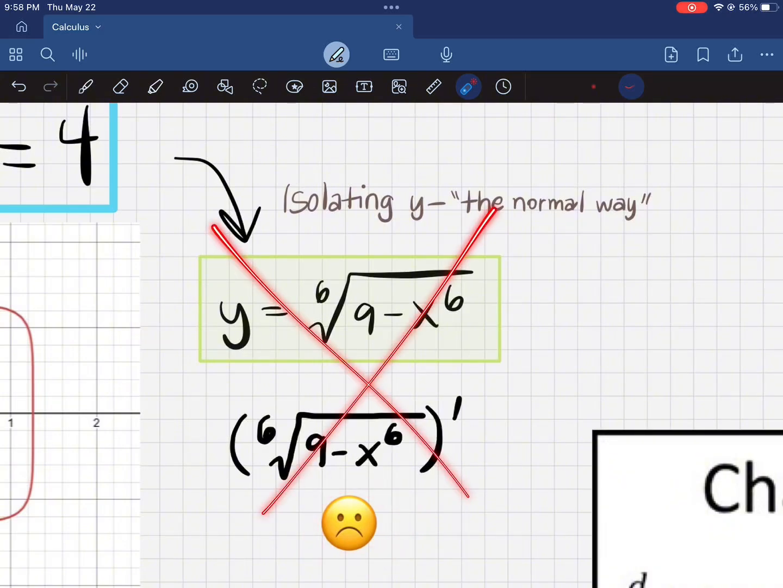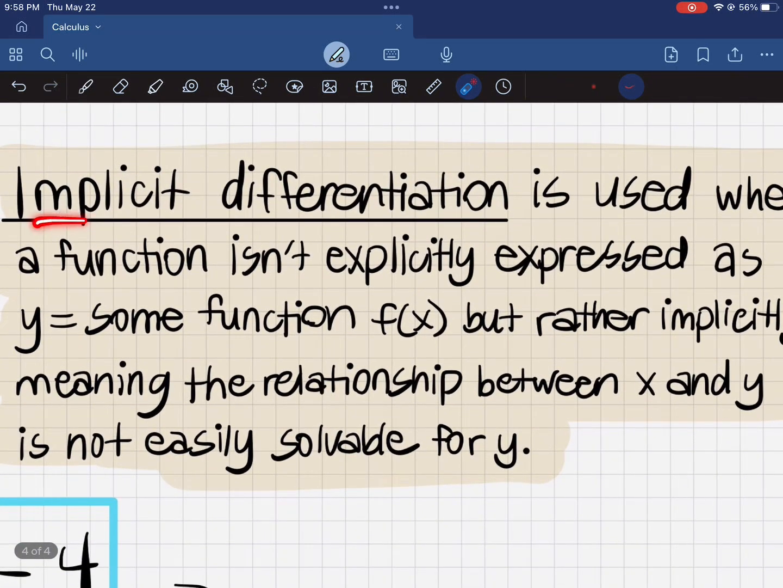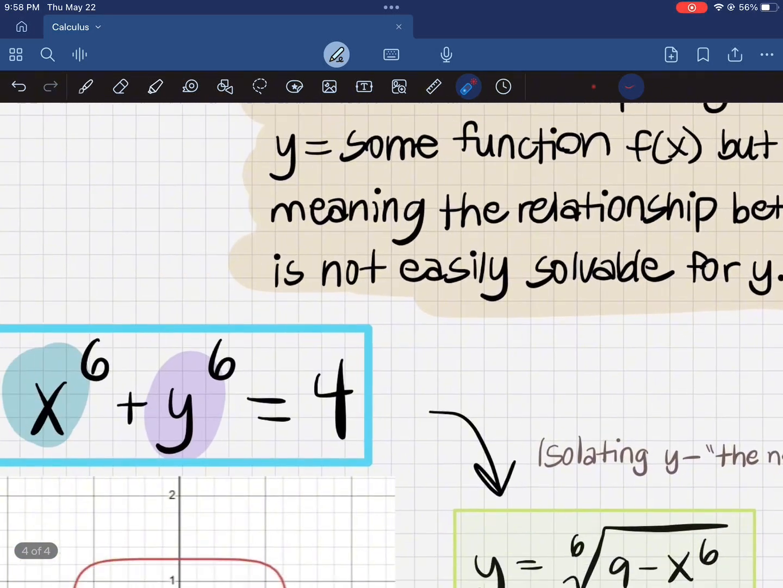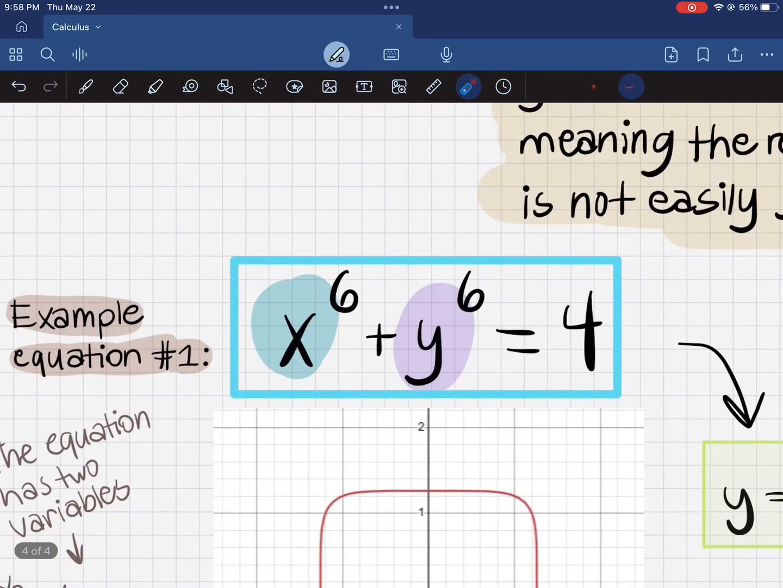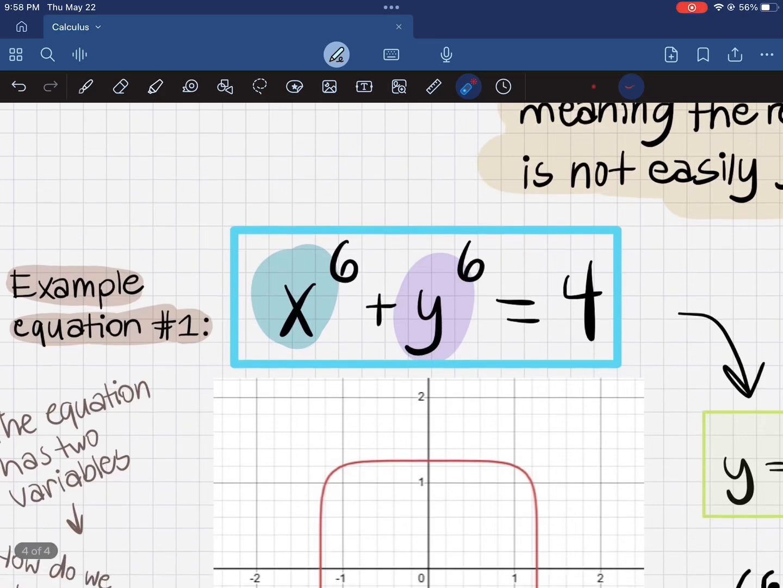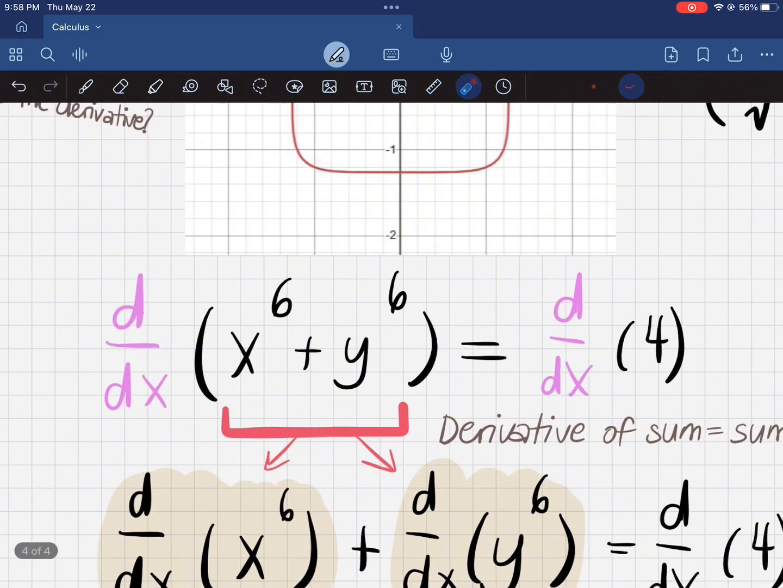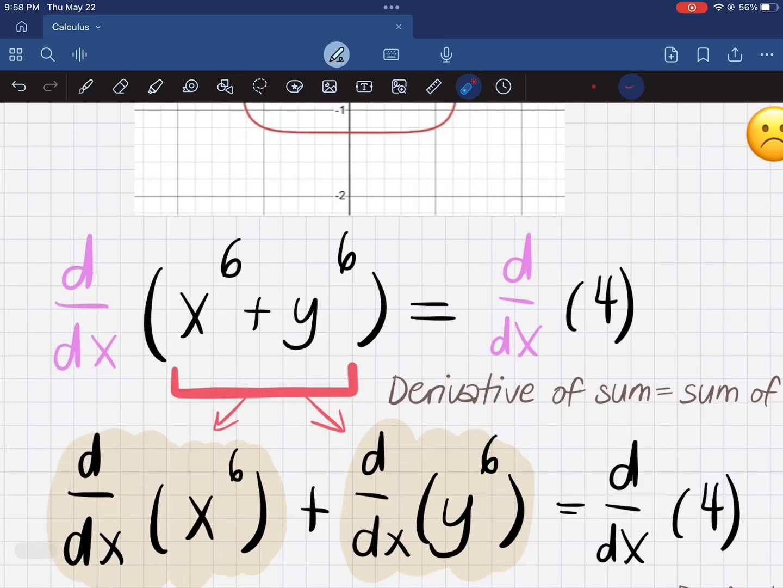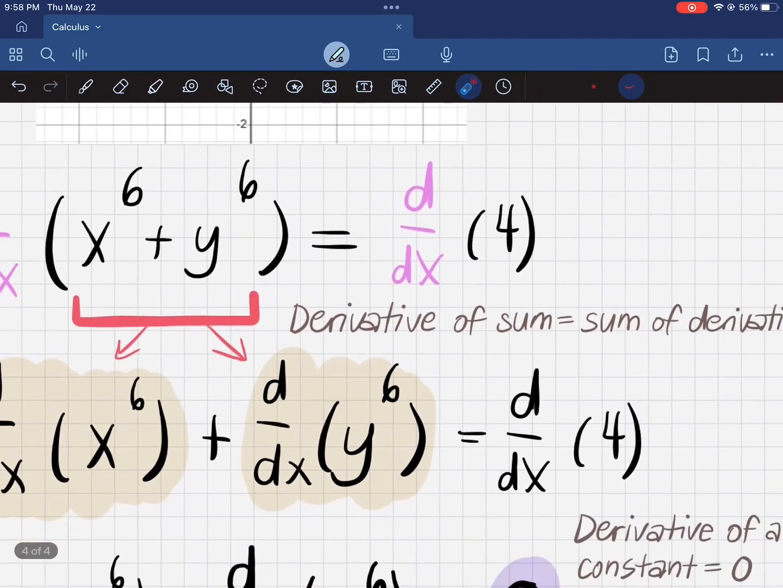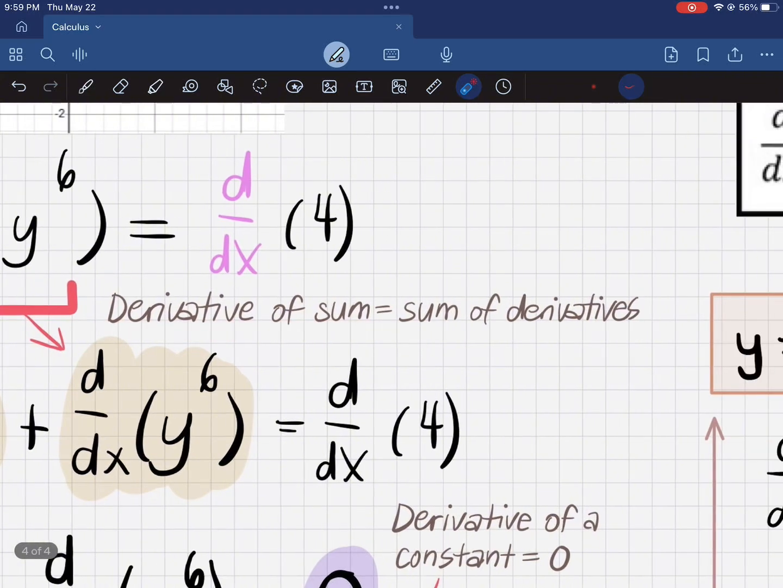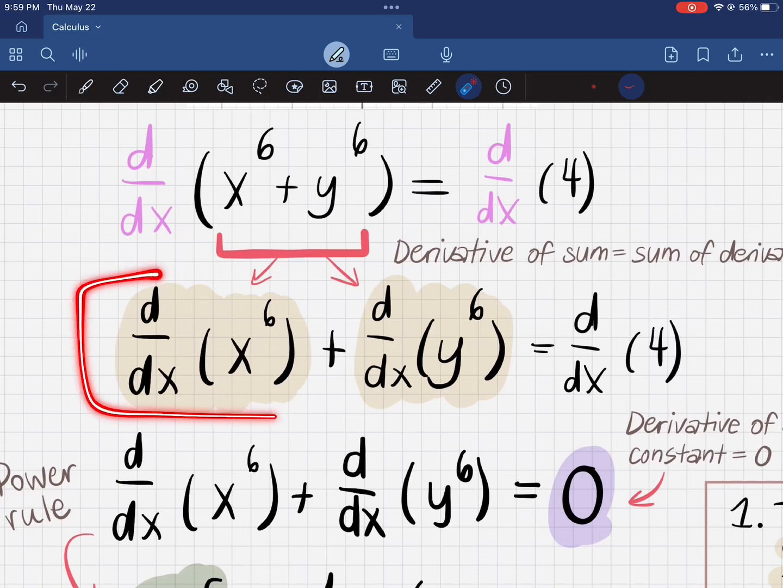So instead, we will differentiate implicitly by differentiating the equation as it is without solving for one variable in terms of another. Continuing with this example, the first thing that we do is take the derivative of both sides of the equation with respect to x. Okay, so now let's rearrange and evaluate a couple of things. We know that the derivative of a sum is the same thing as a sum of derivatives. So we can rewrite this as this.